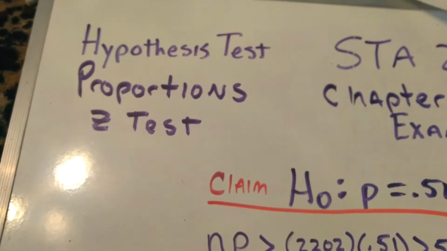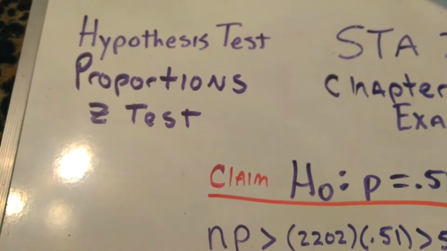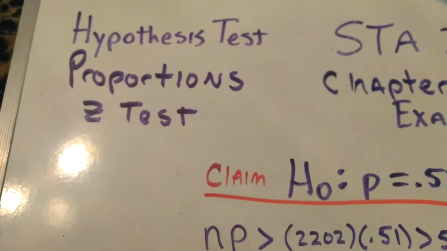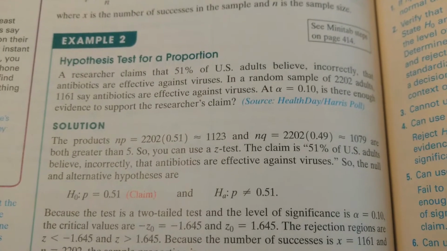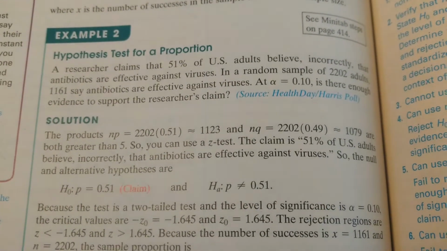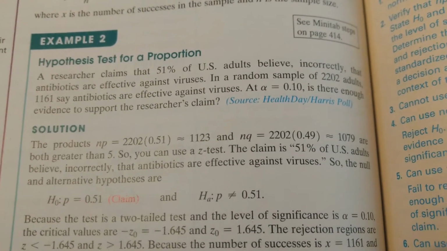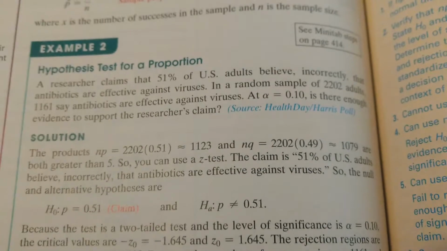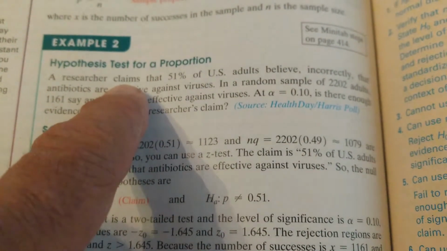Remember, when we did our confidence intervals, proportions is always a z-test. No matter what you do, it's always a z-test. The problem states that a researcher claims that 51% of U.S. adults believe, incorrectly, that antibiotics are effective against viruses. So notice the word claim. So you already know what your claim is.